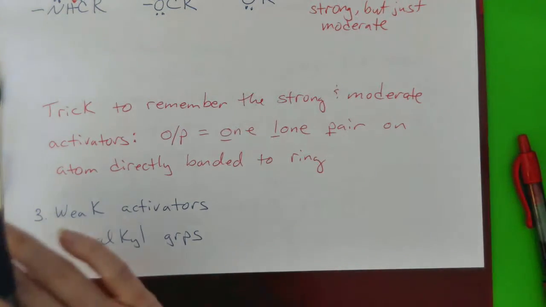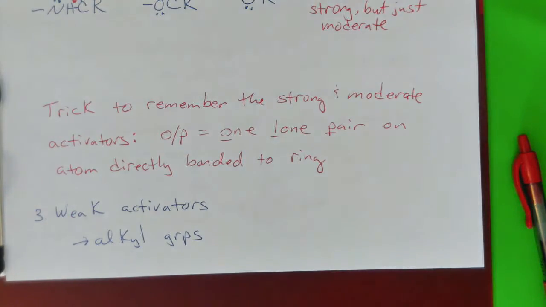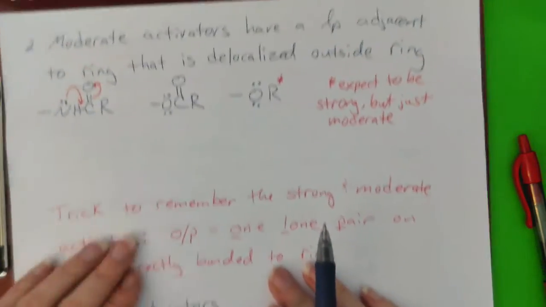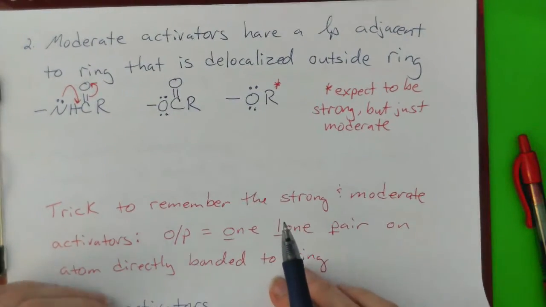So now let's check out the deactivators. We're going to start with the weak deactivators first. And those are going to be the halogens.